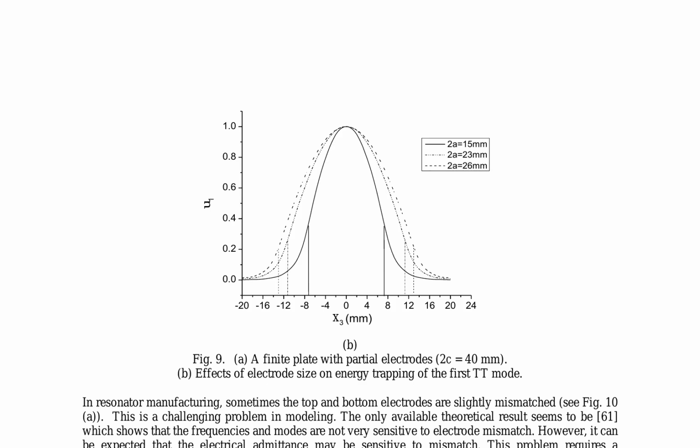Figure 9a illustrates a finite plate with partial electrodes, where the electrode size is 2C equals 40 mm.